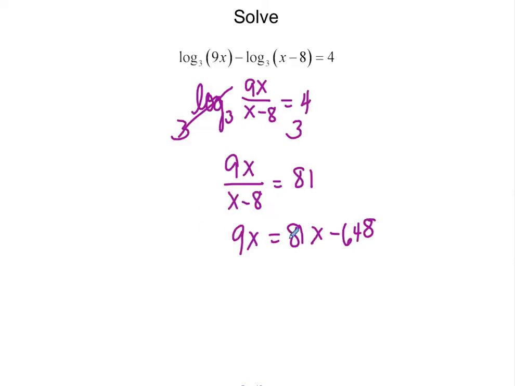Now, subtract 9x from both sides. That would give me 72x. Add 648 to both sides. 72x equals 648. Divide both sides by 72. And that is 9.